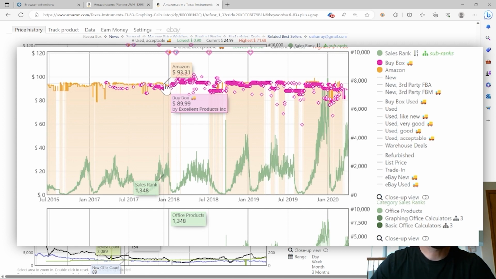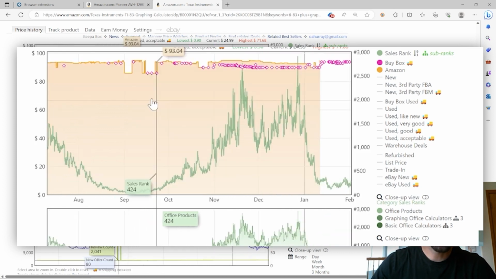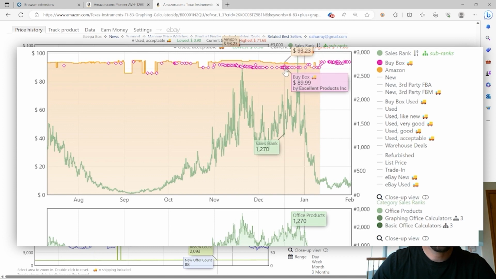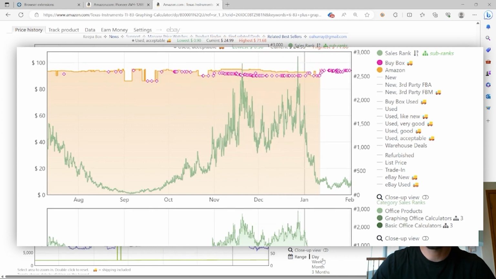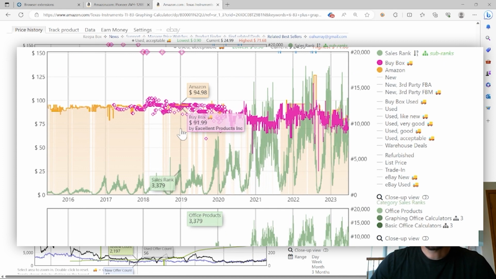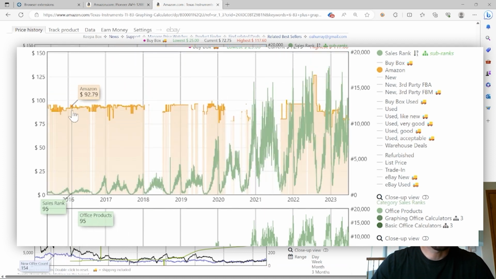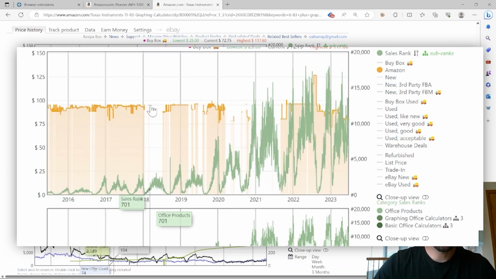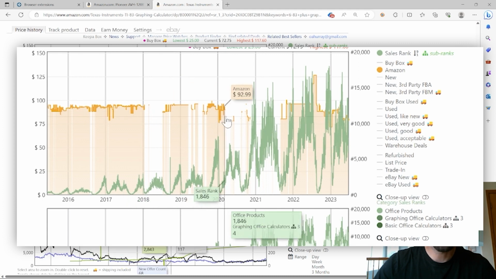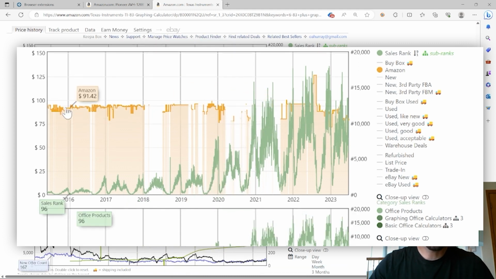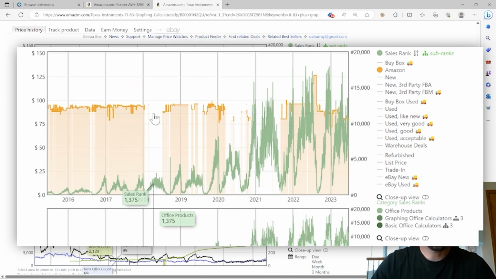There's other times where third-party sellers can get the buy box if they cut Amazon, like in this case. You see how people are cutting Amazon by $3 and they're getting the buy box. And then there's other times you can just get the buy box and Amazon's not really hardly a problem at all. And then in this case, Amazon is often in stock, but not always in stock. There's portions here where they're not in stock, portions here. That just means Amazon is in stock sometimes and not in stock other times.